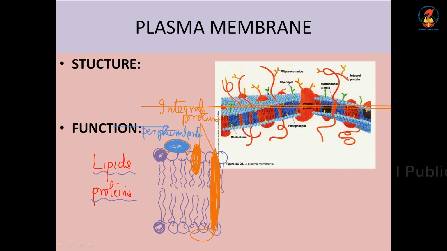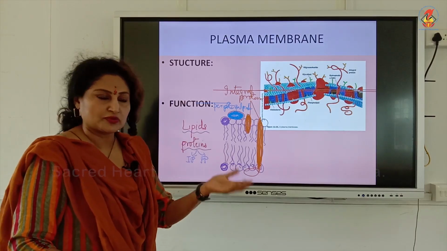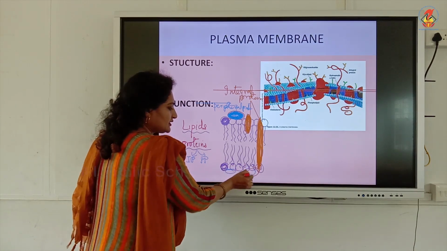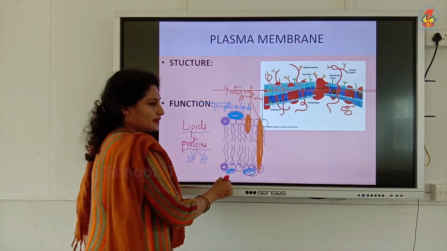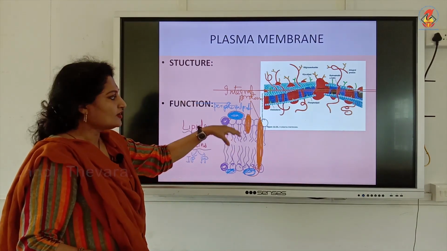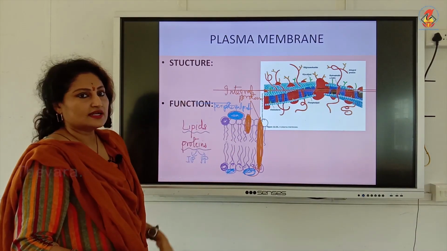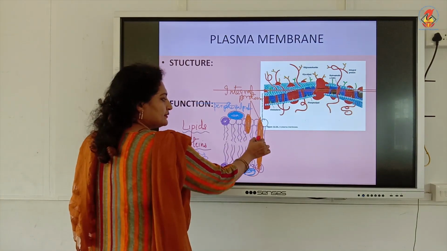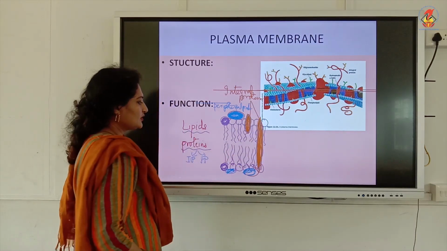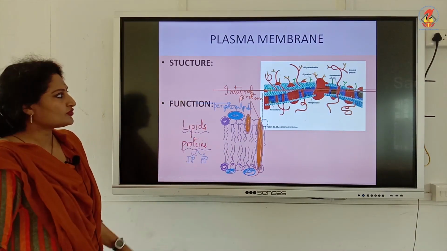So once again, the proteins are of two types, integral proteins and peripheral proteins. Peripheral proteins are located peripherally or superficially in the lipid bilayer. Here and there we can see the peripheral proteins. And integral proteins are either partially buried or completely buried in the lipid bilayer. So this is a completely buried integral protein. This is a partially buried integral protein. Clear? So this is the structure of a plasma membrane.